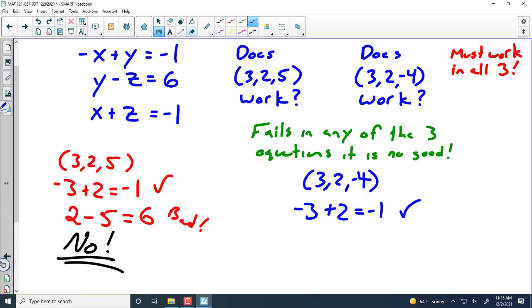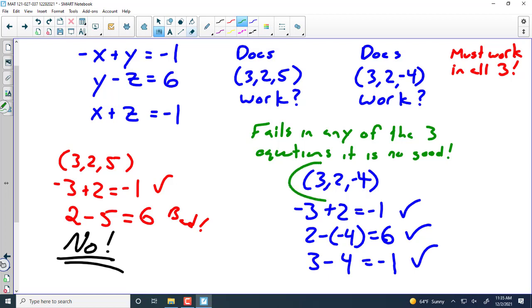Okay, still works in the first one. Then we do 2 minus negative 4 equals 6. It works in the second one. And then we do 3 minus 4 equals negative 1. It works in all three, so this answer is valid. Sorry about that, everyone. So that one does work. So if you're ever asked to check an answer, what's the rule? Check it in all three. And if it fails in any of them, it's out.